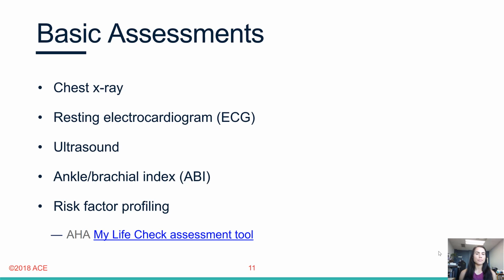Ultrasounds are used because they take high frequency sound waves, and those sound waves create a graphic image that can then be interpreted to see if there are any changes in the cardiovascular system.